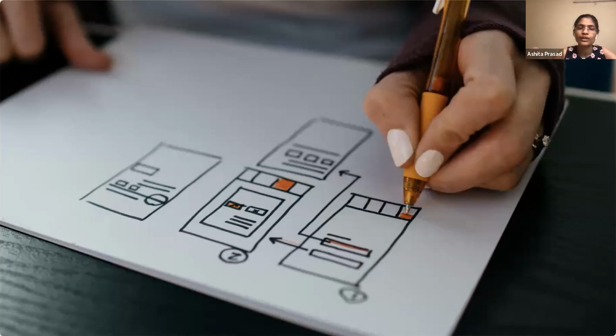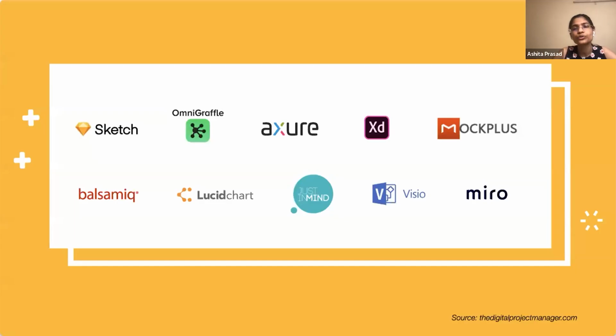Now you can do that using pen and paper as shown on the screen. Or you could use some wireframing tools, as you can see on the screen. Say a Balsamiq or a Sketch, something like that.